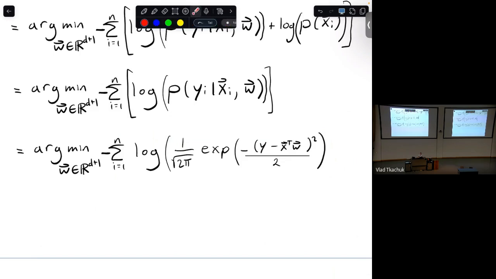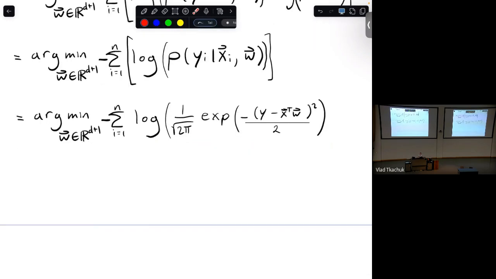And now I'll take the luxury of you remembering that the log of these two things, which is a product of two things, is the sum of the logs. And the log of this quantity is just going to be a constant as before. And it's not going to change the value, the argmin. And so this 1 over square root 2 pi can just be forgotten. And so we're just going to end up with the log of this exponential. So let's just do that step.